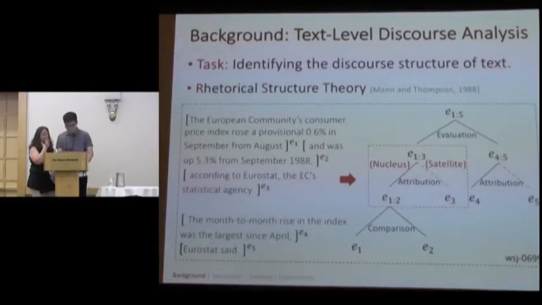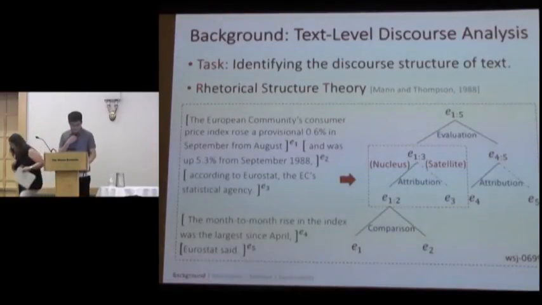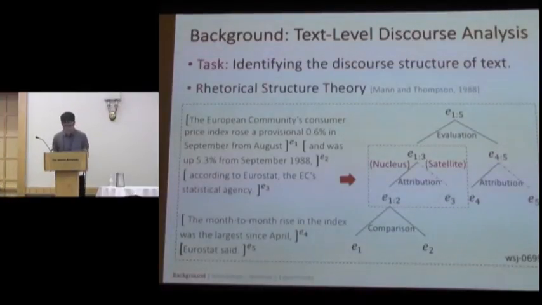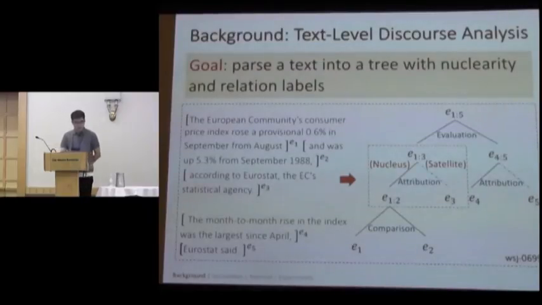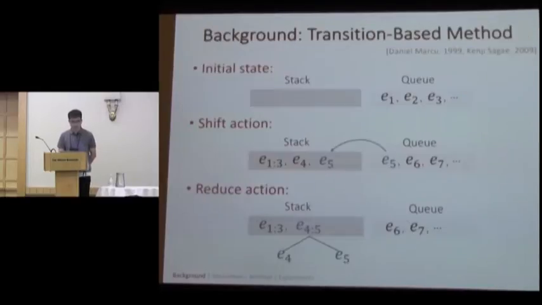Let me try it. Okay. At least let me try it with all the scripts. RST also depicts which part in a discourse parse tree is more important by tagging nucleus or satellite on each part, as is pointed out in the red box. So for this task, our goal is to parse a text into a tree with nuclearity and relation labels.